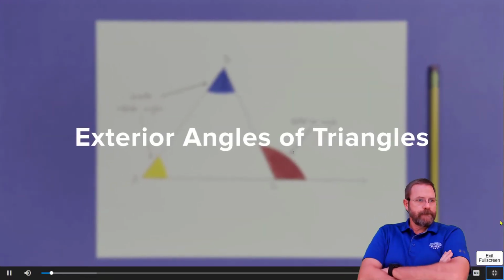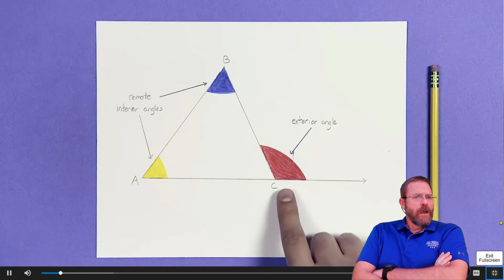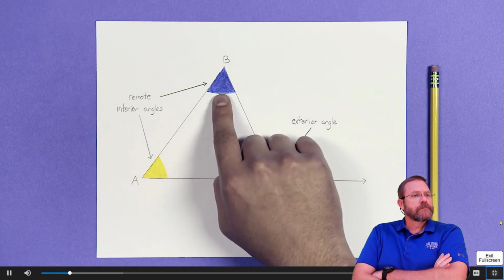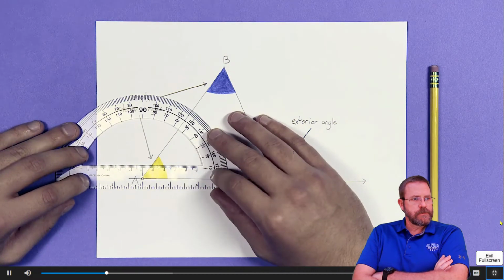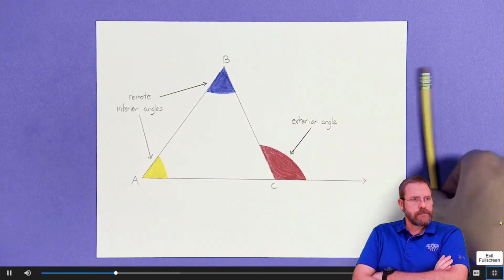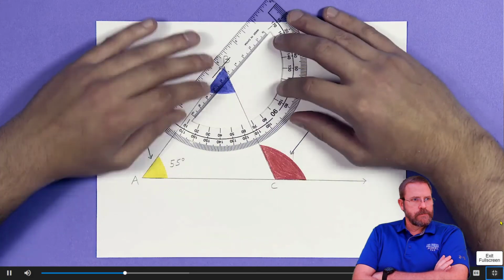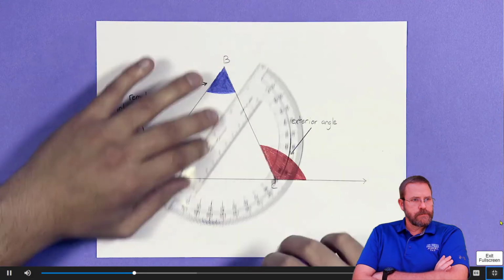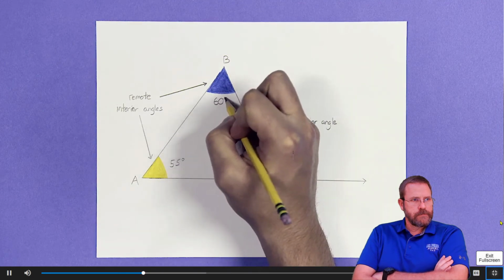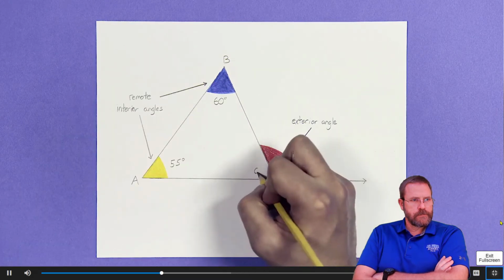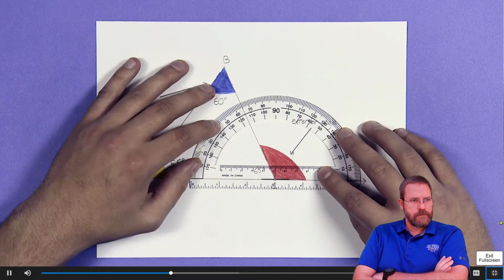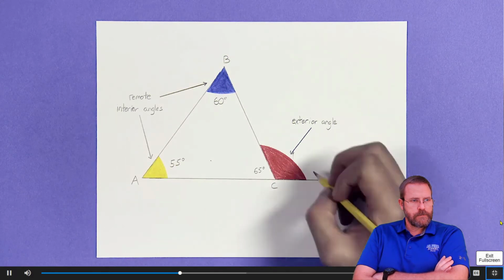Exterior angles of triangles. An exterior angle of a triangle and its two remote interior angles have a special relationship. To examine this relationship, we'll first measure the angles of the triangle. Measure and label the interior angles. Next, measure and label the exterior angle.